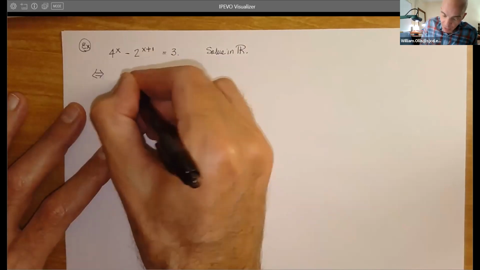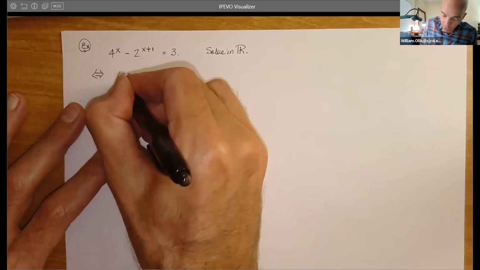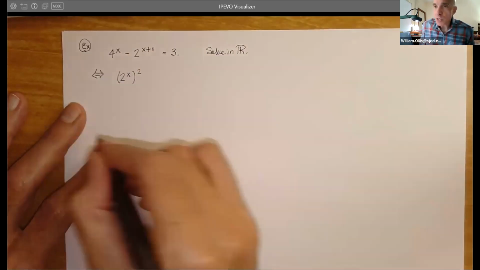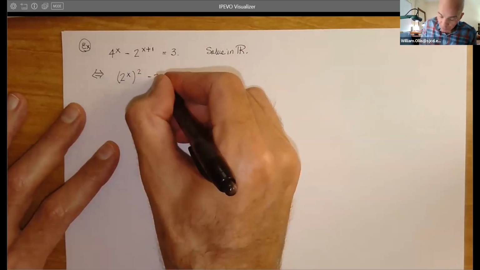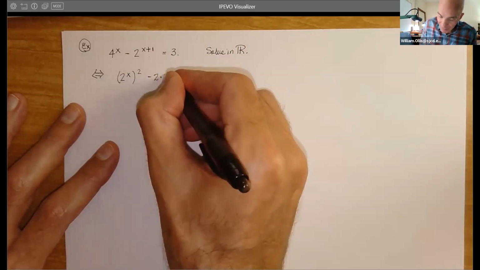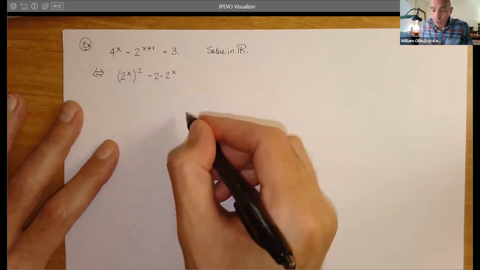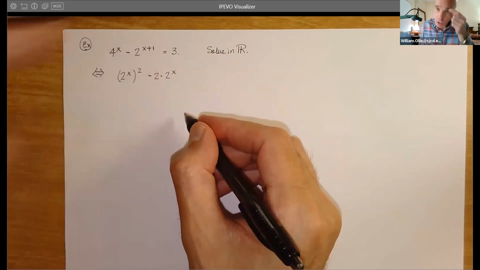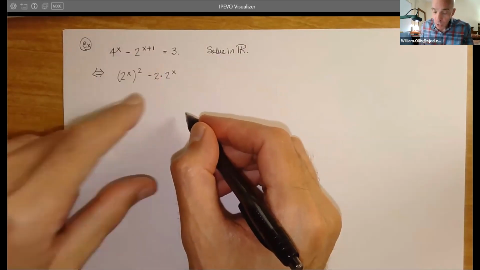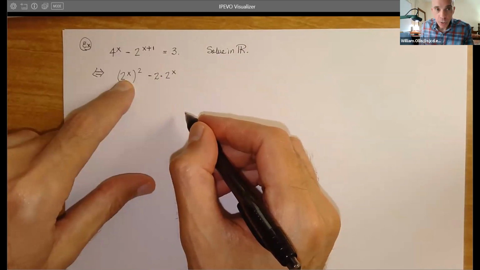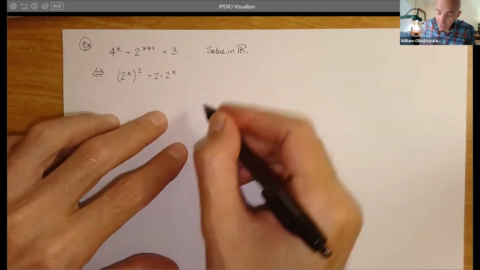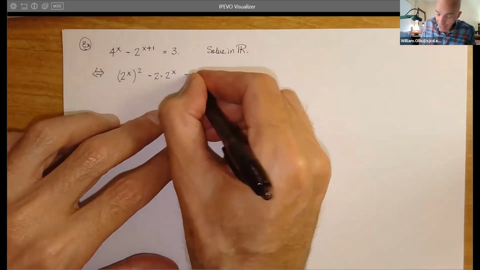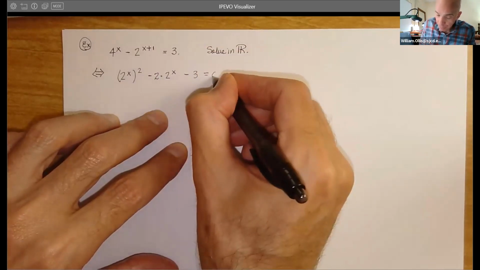4 to the x is just 2 to the x quantity squared using the laws of exponents. And then we have minus 2 times 2 to the x, because 2 to the x plus 1 is just 2 to the x times 2. So again, we have a squared 2 to the x. We have a first power of 2 to the x. And then if we bring the 3 over, we have a minus 3 equals 0.